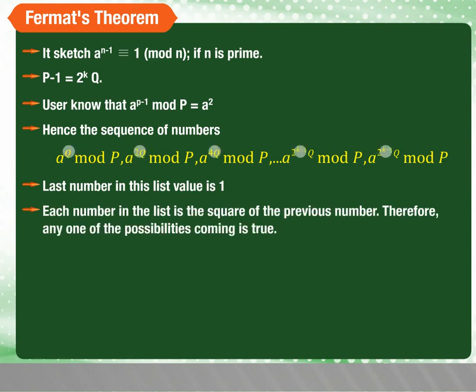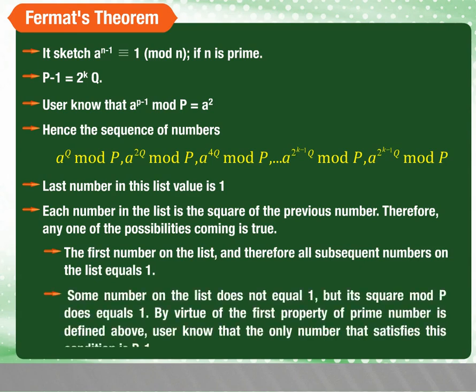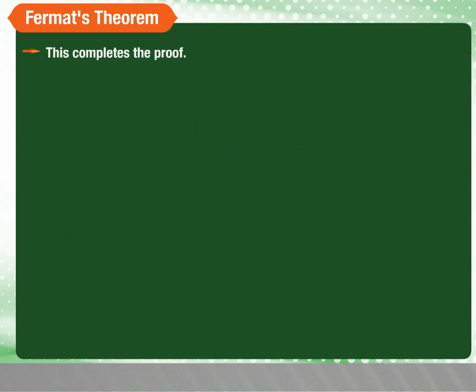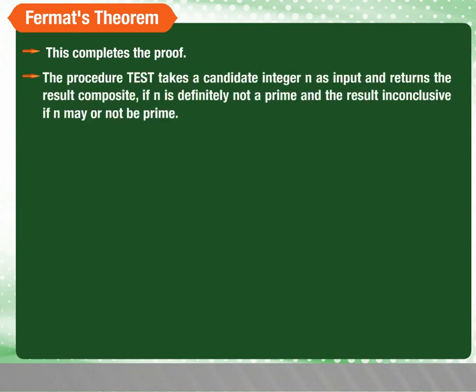Each number in the list is the square of the previous number, therefore one of the following possibilities is true. The first number on the list, and therefore all subsequent numbers on the list, equals 1. Or some number on the list does not equal 1, but its square mod p does equal 1. By virtue of the first property of prime numbers defined above, we know that the only number that satisfies this condition is p minus 1. This completes the proof.